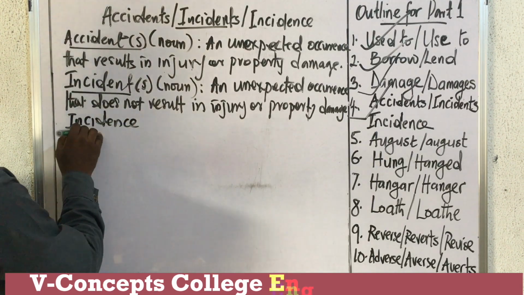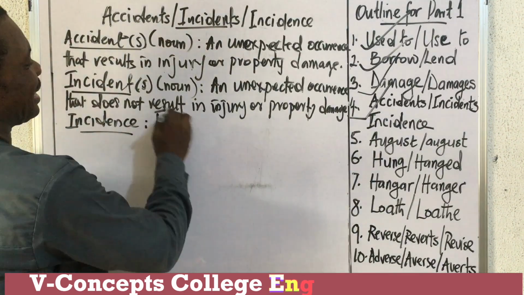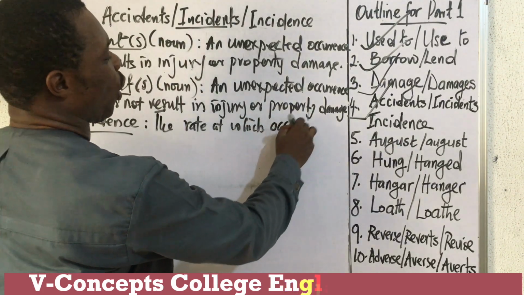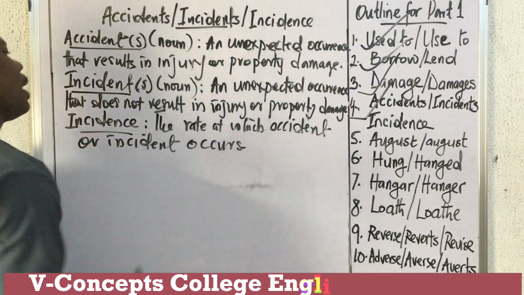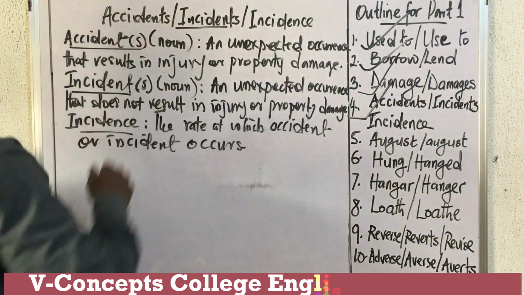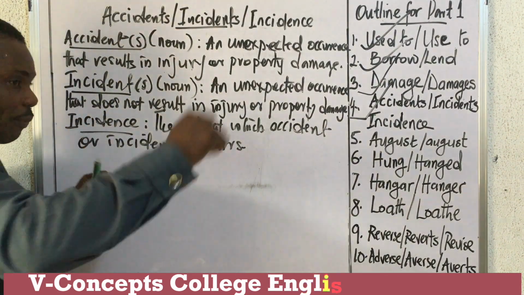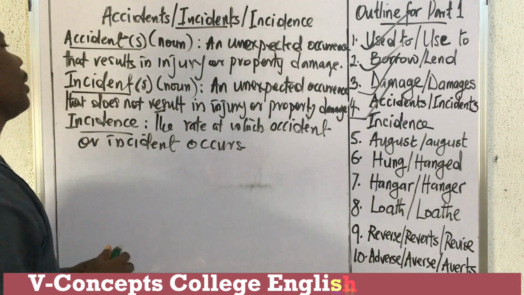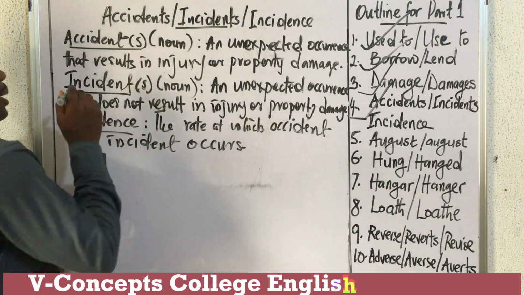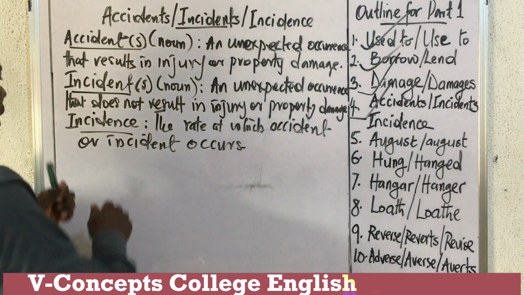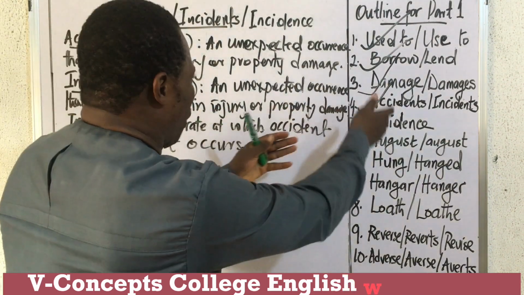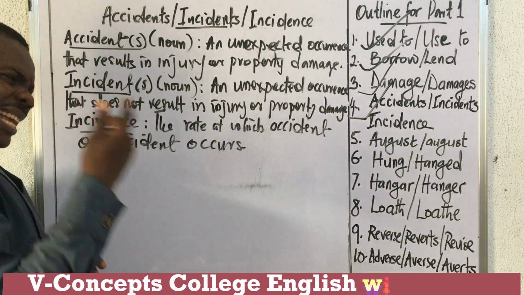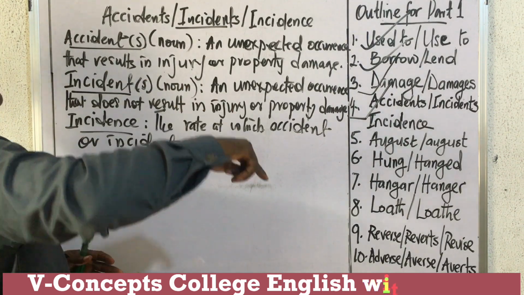What about incidence? Incidence is the rate at which accident or incident occurs. So if accident occurs 3 times, you say the incidence of the particular thing that is causing that accident is high. So that is just how we use incidence. If an unexpected occurrence takes place and no injury or property damage, then you can say the number of incidents that your behavior has caused.